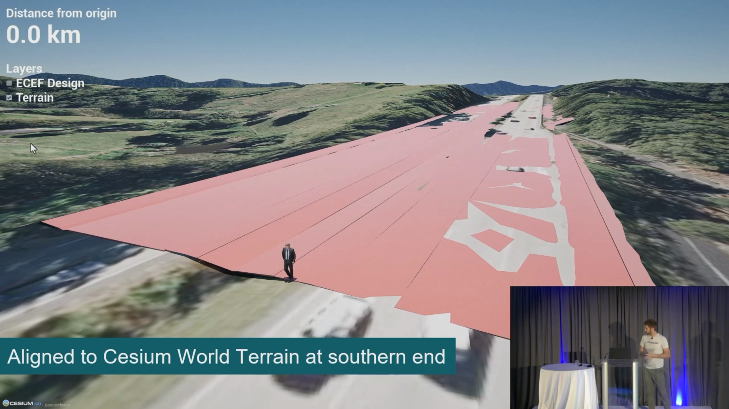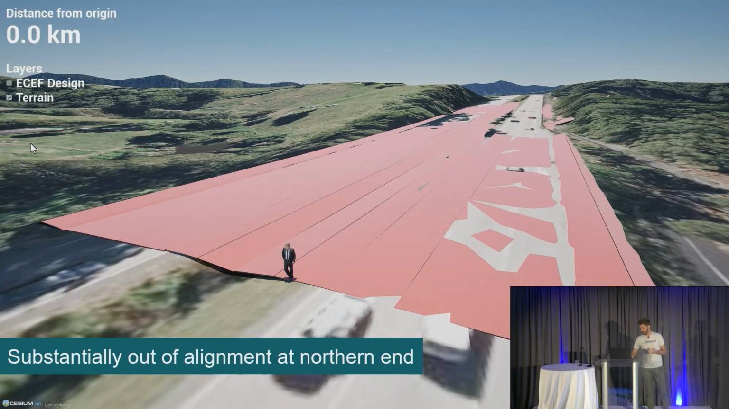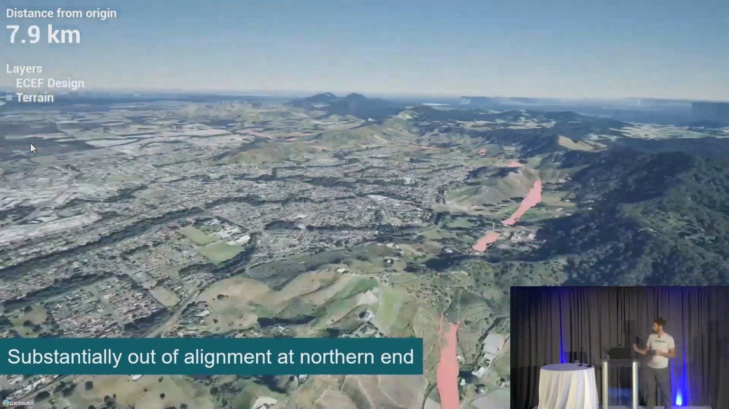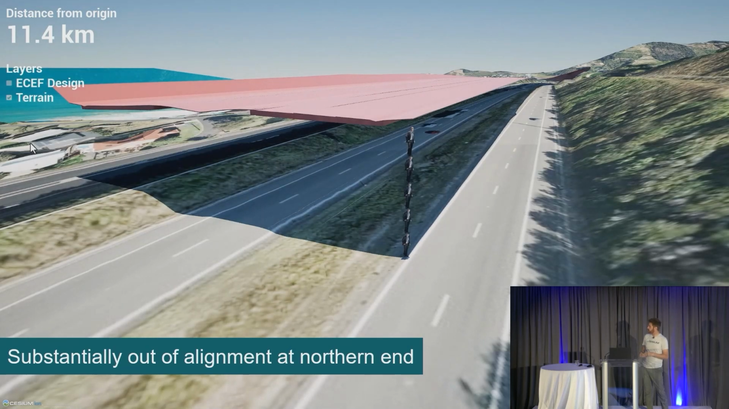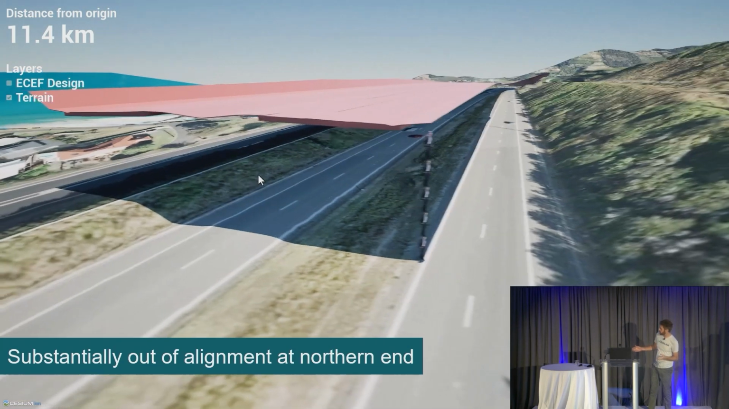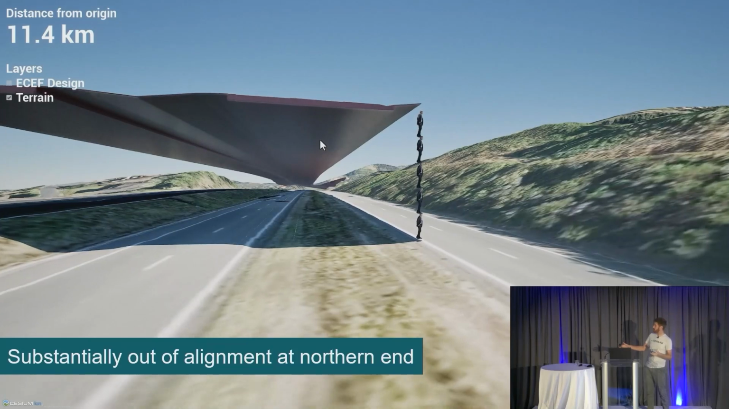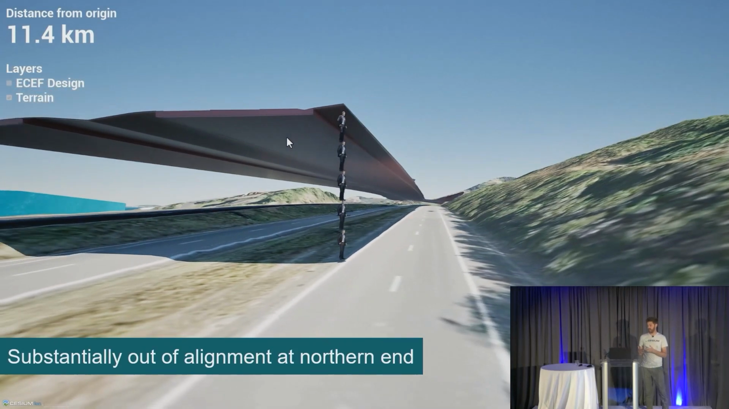So here's Dennis again for scale, and everything looks pretty good at this end of the project. But if we fly up to the other end, we are now 5 Dennises out vertically and horizontally. Right? So it's only an 11K project. Imagine a 50K project or a 100-kilometre project or 1,000-kilometre project. So we need a solution for these sorts of projects, if we're going to visualize them alongside Cesium World Terrain, Google Photorealistic 3D Tiles, that sort of thing.